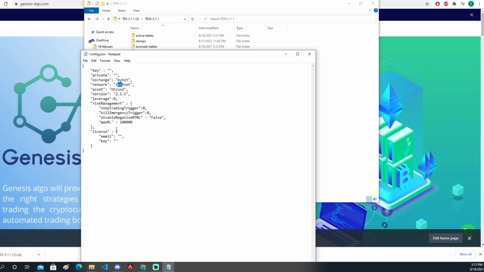instead of mainnet. And below here, you fill in your email and the key that you've been provided as a license key for the genesis-algo trade service. You have those in your Discord messages with me, and you fill those in between the brackets here. Okay, so let me do this quickly.